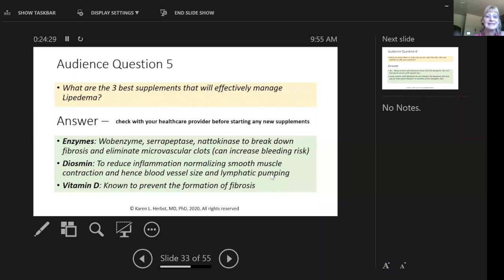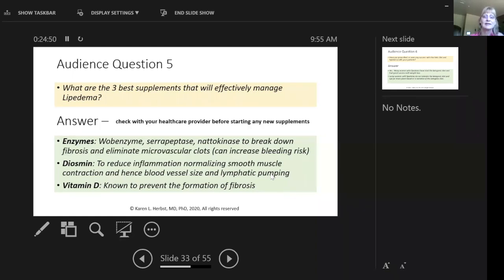And also vitamin D. And vitamin D is known to prevent the formation of fibrosis. So you definitely want to work with your healthcare provider to make sure that your vitamin D is within the normal range. And vitamin D is a fat-soluble vitamin. So the more fat you have, the more the fat absorbs the vitamin D, and the vitamin D is not available to work.